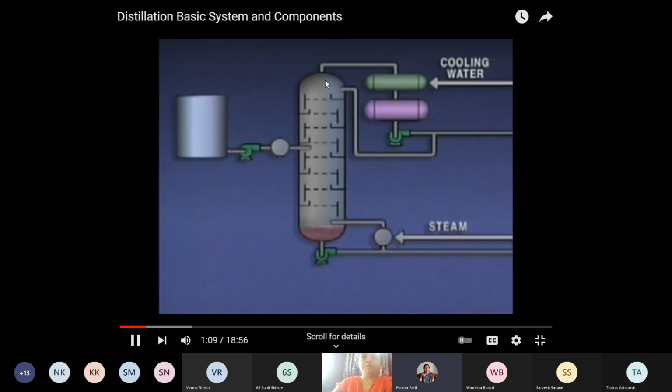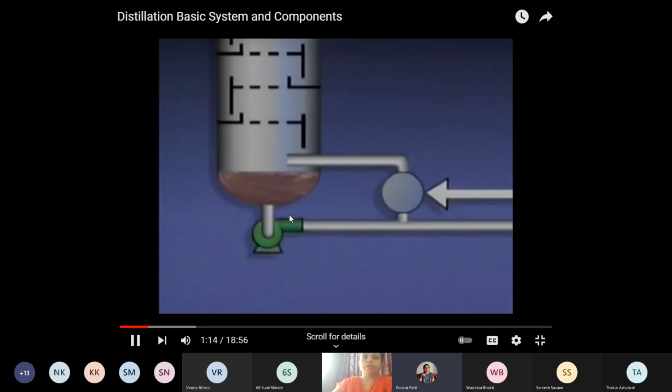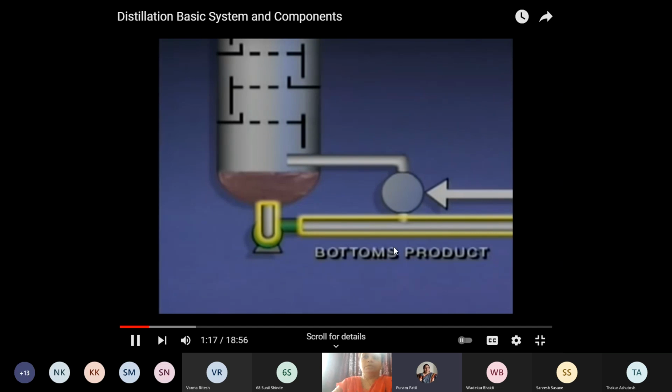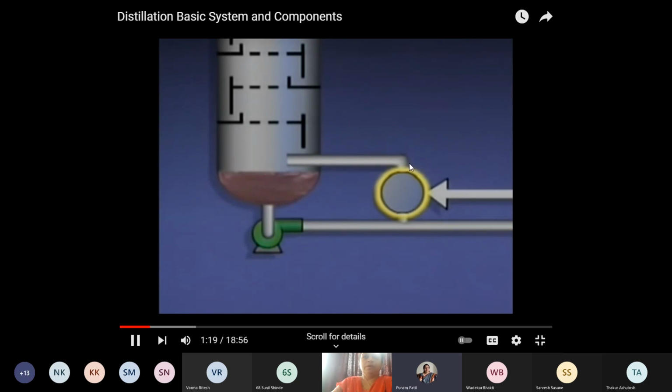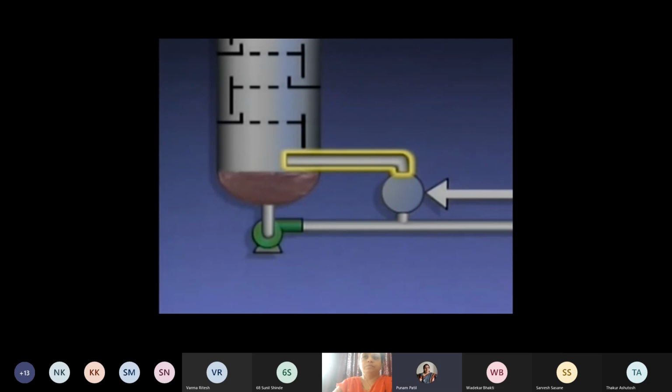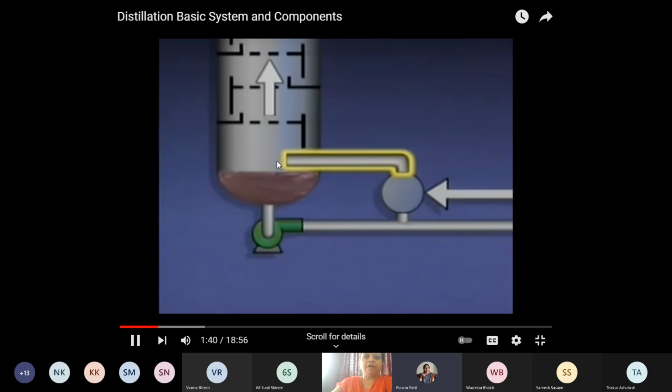Vapor rises up in the tower, whereas the liquid falls in the tower. Bottom product is taken away. This is a reboiler. It is connected at the bottom. Heat is provided so that the liquid is boiled up and the boil up is fed back to the column. Vapor enters the tower and again it rises up. This is called a reboiler.